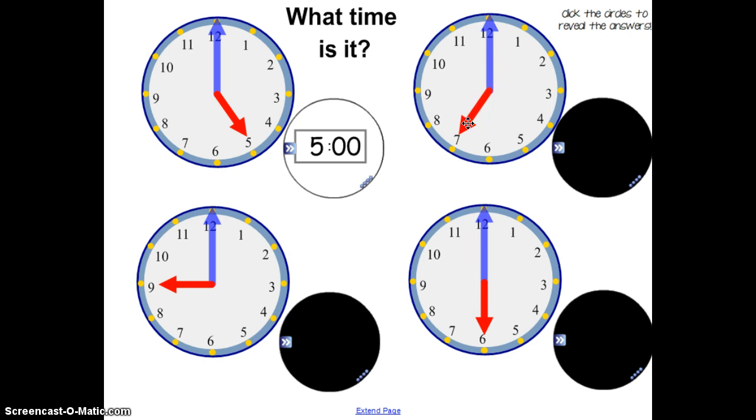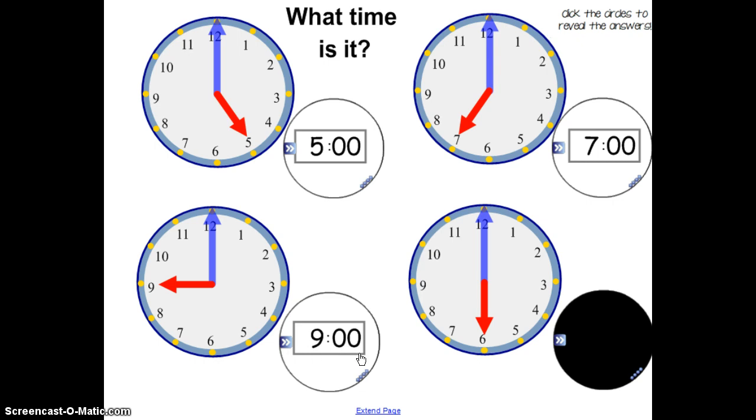This clock, the hour hand is pointing to the 7, the minute hand is pointing to the 12. What time does this clock say? 7 o'clock. Good job. Let's look at this one. The hour hand is pointing to the 9, the minute hand is pointing to the 12. What time is it? 9 o'clock. Nice work. Last one to practice. Hour hand is pointing to the 6, minute hand is pointing to the 12. What time does this clock say? 6 o'clock. Great job. So that's what we learned in school today.